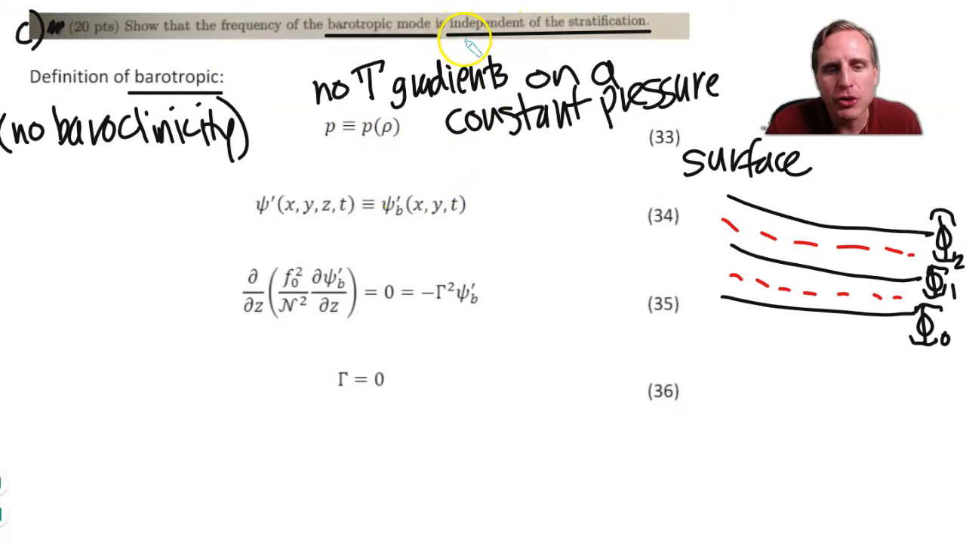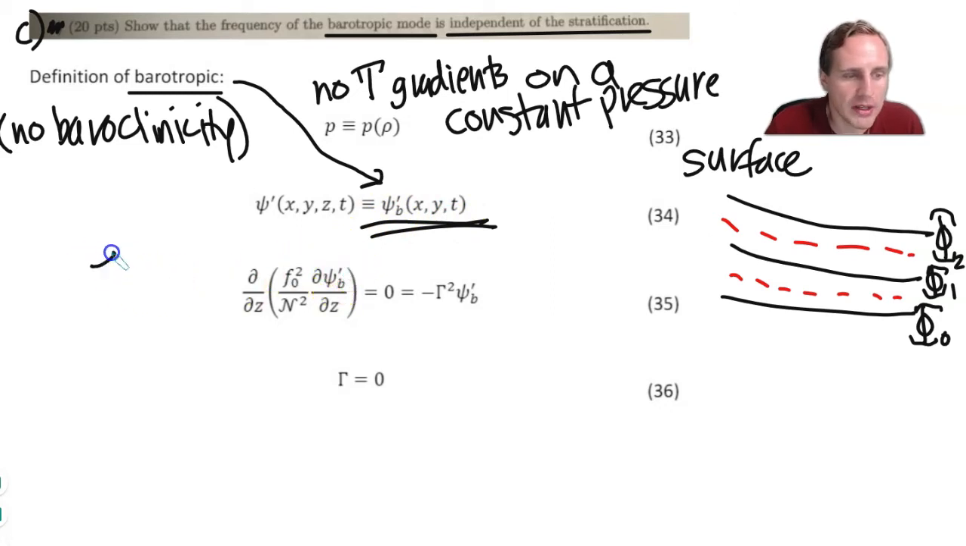Now we're supposed to show that it's independent of stratification. What does that mean? Well, stratification means in the vertical. So typically the atmosphere is stratified in the vertical. What we're going to assume is that if we're barotropic, the psi prime does not depend upon z. That's exactly what I'm writing here: psi prime b is only a function of x, y, and t. So let's plug that into equation 26.